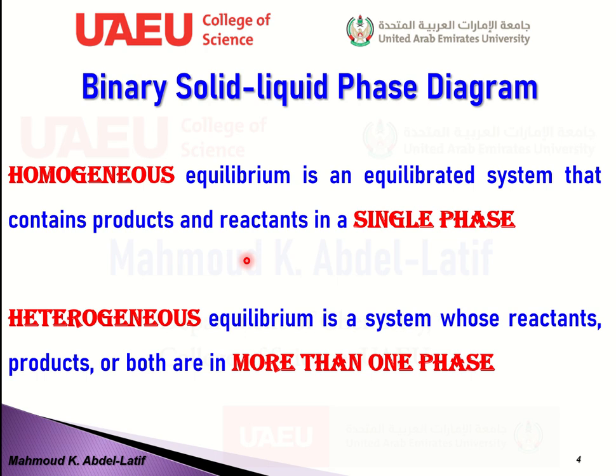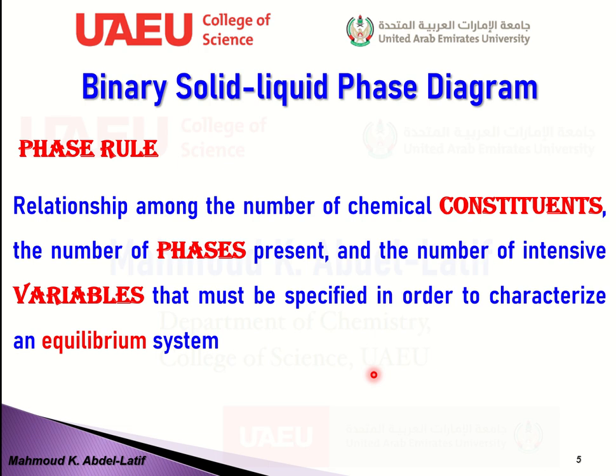In the opposite side of homogeneous equilibrium, it will be heterogeneous equilibrium. And this one is a system whose reactants and products or both are in more than one phase. It could be 2 phases, 3 phases, etc. So this is heterogeneous equilibrium.